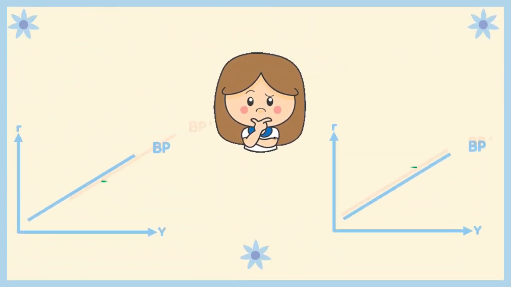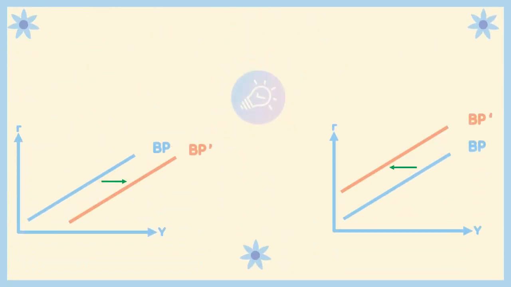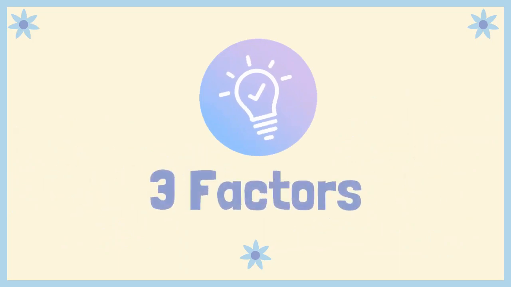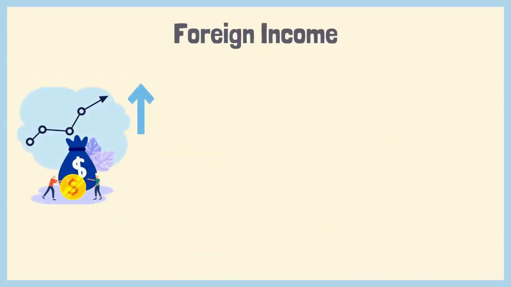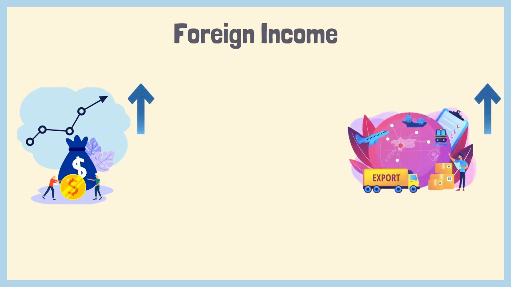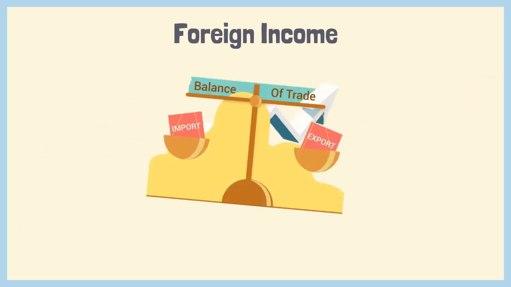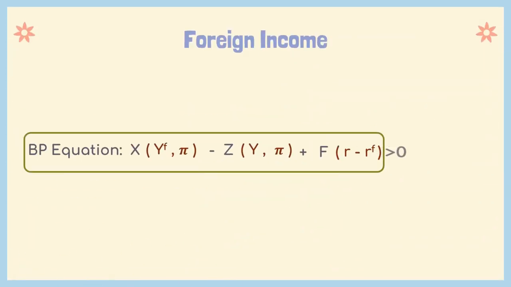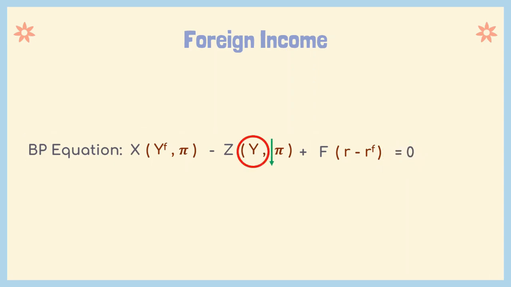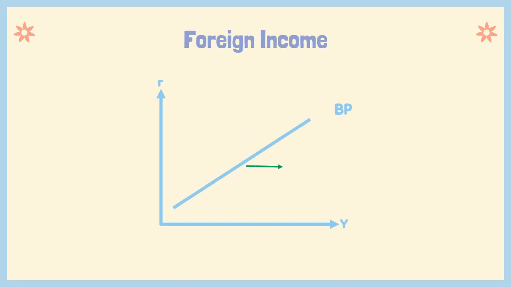And what shifts the BP curve? There are three factors that shift the curve. The first one is foreign income. If foreign income increases, the export will also increase and lead to the improvement of the trade balance and make the left-hand side here greater than 0. So to make BP 0 again, the output will have to reduce. Hence, the BP curve will shift down to the right.